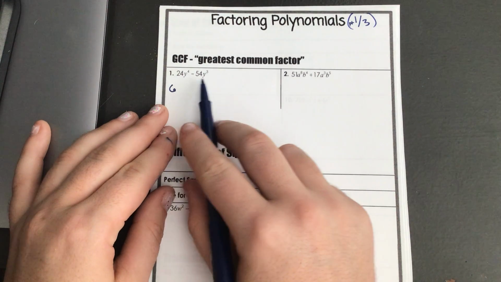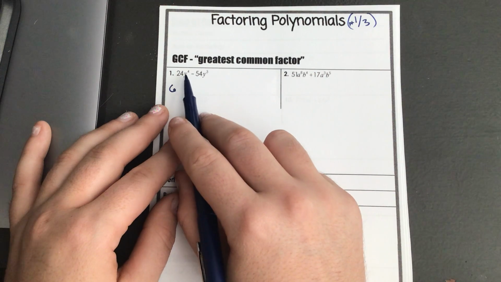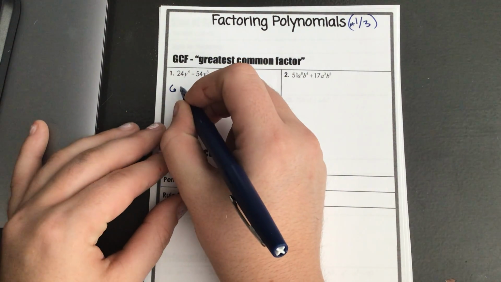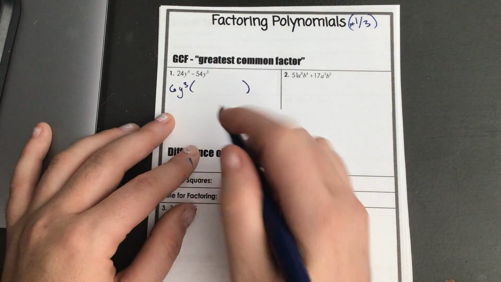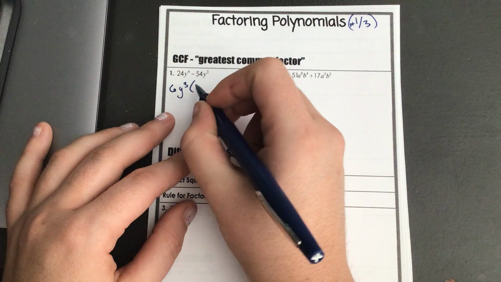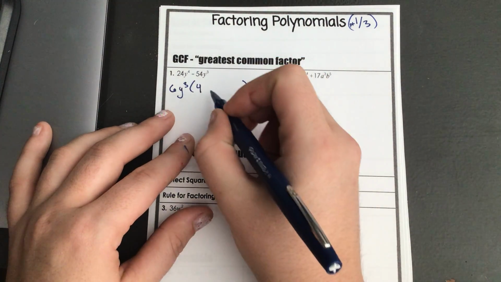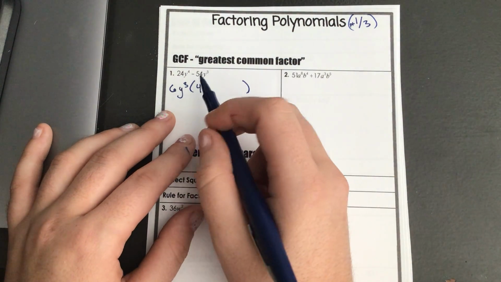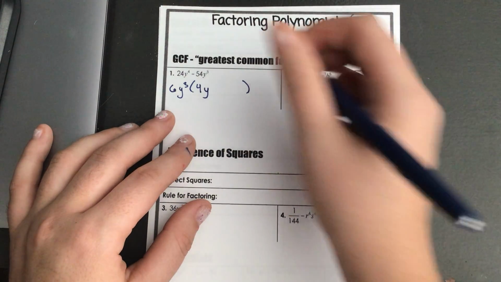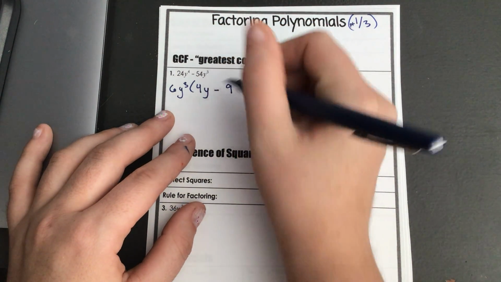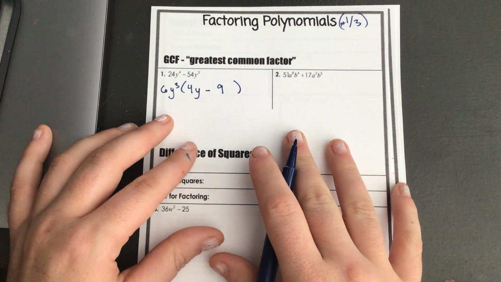Then look at your variables. How many y's could I pull out of both of these? Well, this one has 4 and this one has 3, so I can pull out at least 3 of them. Then it's our job to figure out what is left behind. If I pull a 6 out of 24, I have a factor of 4 left over. If I pull 3 y's out of 4 y's, I get 1 y left over. Finally, if I'm taking a 6 out of negative 54, what's remaining is a negative 9. If I take 3 y's out of 3 y's, there's no y's left. All right, and that's that.